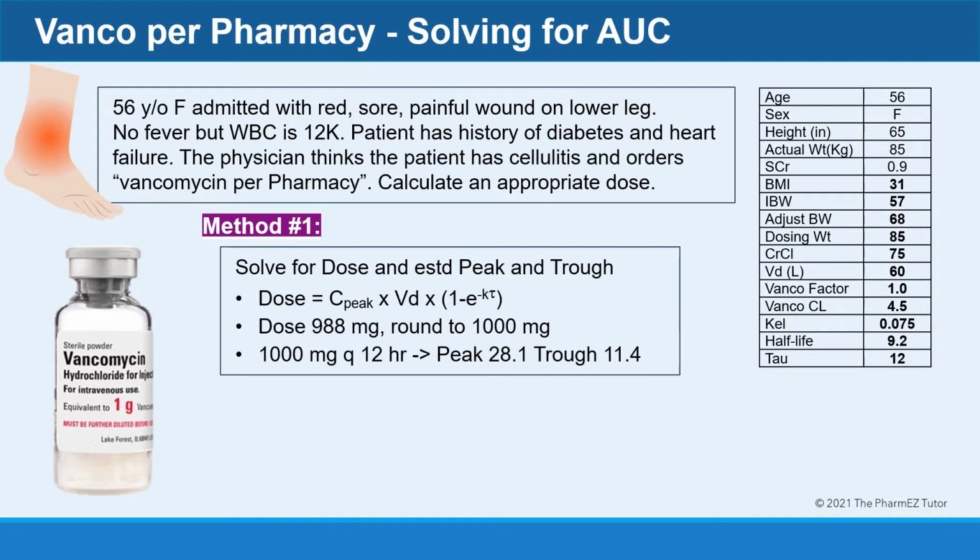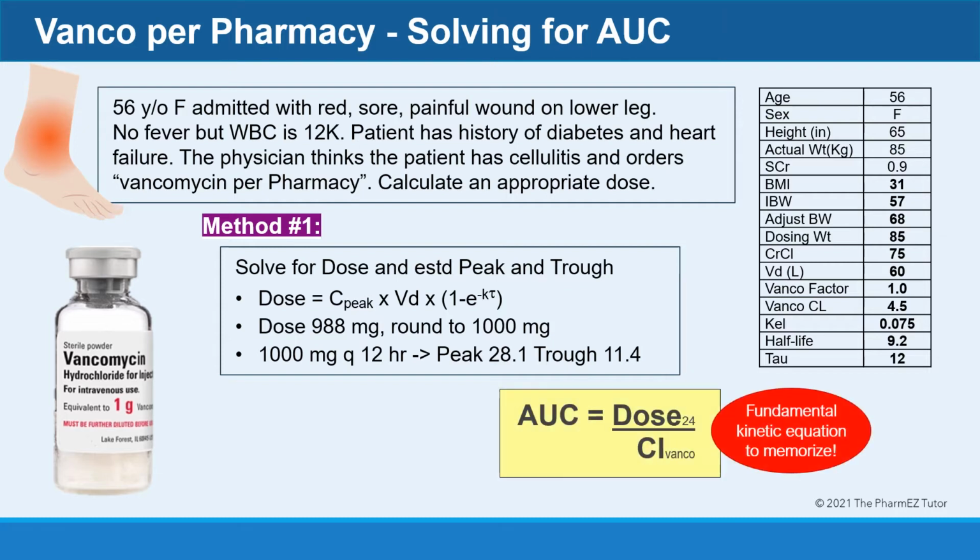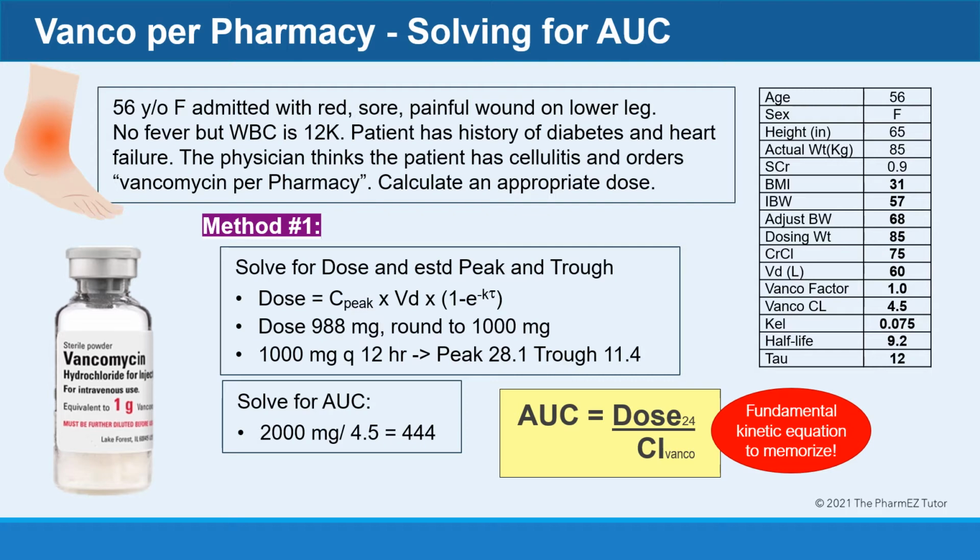For method 1, we solve for the dose and estimated peak and trough, which comes out to be a dose of 1,000 milligrams every 12 hours. We then apply a new fundamental kinetic equation that we need to memorize, which is AUC equals 24-hour dose divided by the clearance of vancomycin. When we apply this to the case, we solve for the AUC, which would be 2,000 milligrams divided by 4.5, coming up with an AUC of 444. Don't forget to give a loading dose of 1,750 milligrams initially.